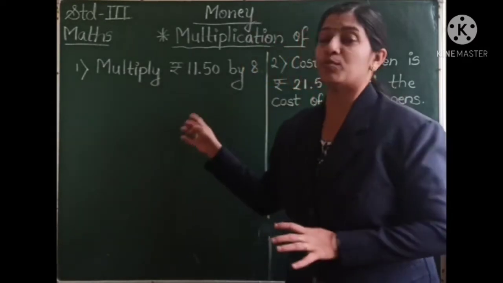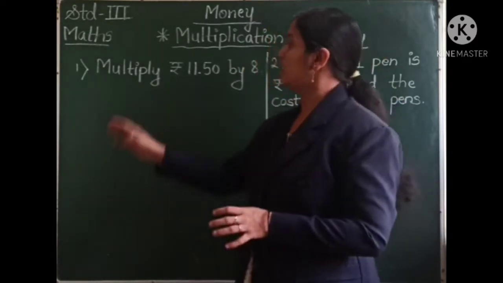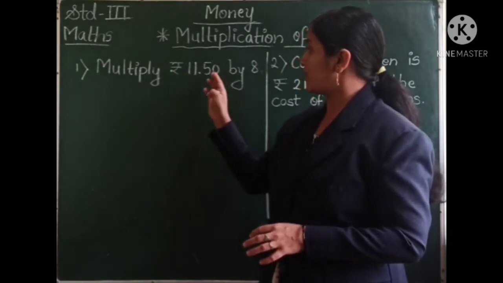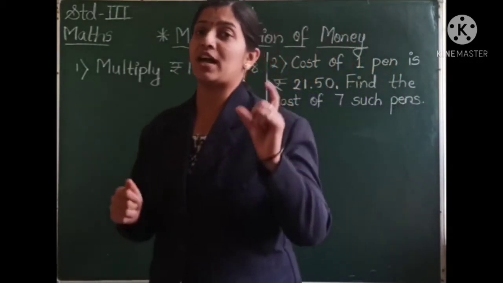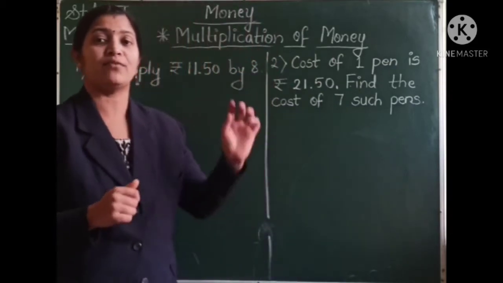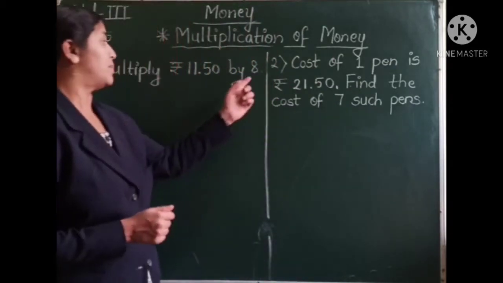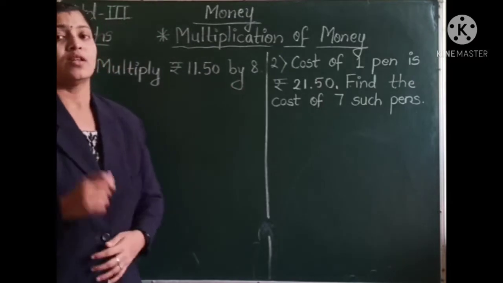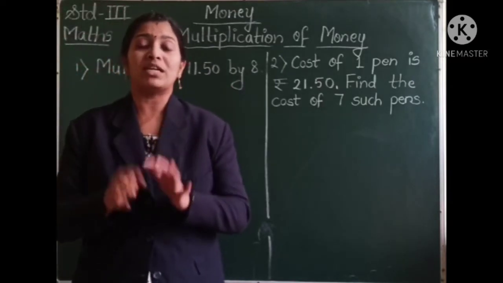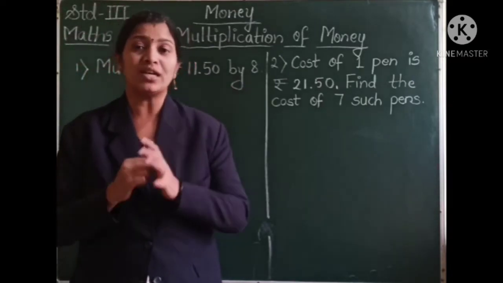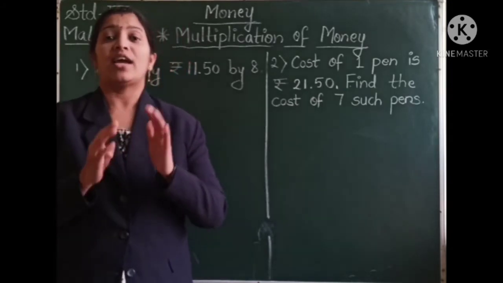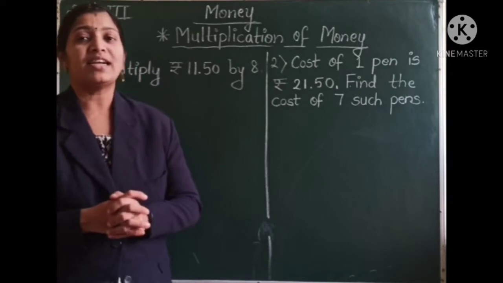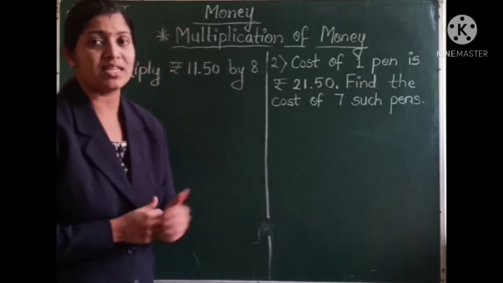Here you can see on the board I have written an example. Multiply rupees 11 and 50 paise by 8. So here we have to multiply the amount, that is rupees 11 and 50 paise, with the number 8. So the most important thing for multiplication is we need to know the tables. So I hope that all of you are revising the tables every day, right? Now let us see how to solve this sum.